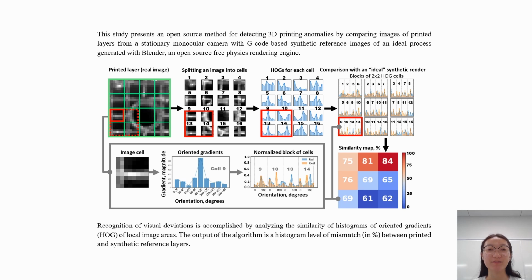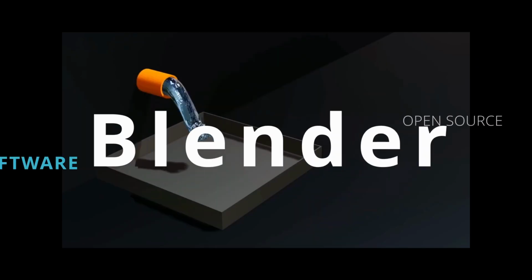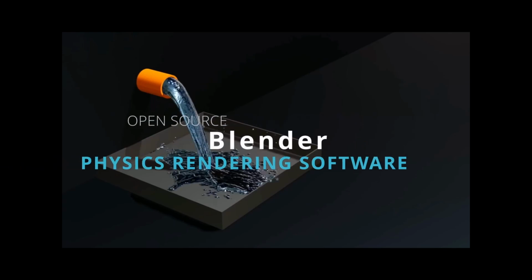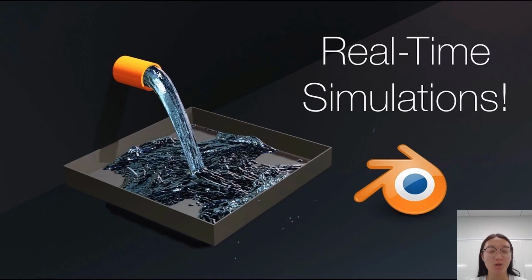An open source method for detecting irregularities during 3D printing by comparing images of printed layers from a stationary monocular camera using Blender. Basically, Blender is an open source, free physics rendering engine, and you can do a lot of cool things with this software.